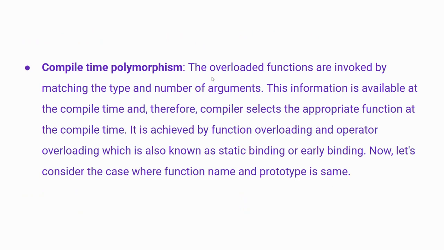Compile time polymorphism. The overloaded functions are invoked by matching the type and number of arguments. This information is available at compile time, and therefore the compiler selects the appropriate function at compile time. It is achieved by function overloading and operator overloading, which is also known as static binding or early binding.